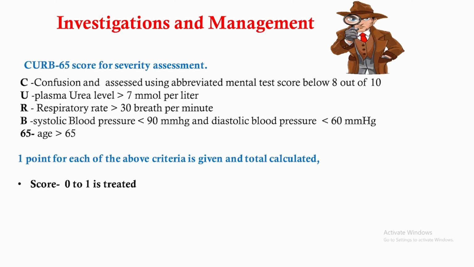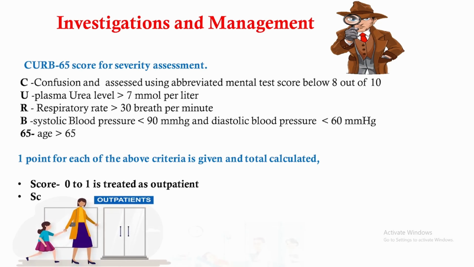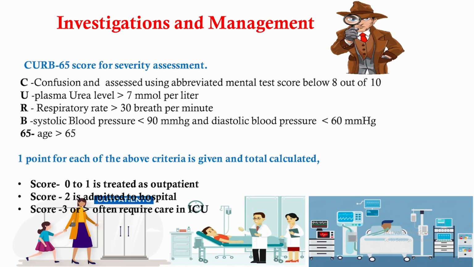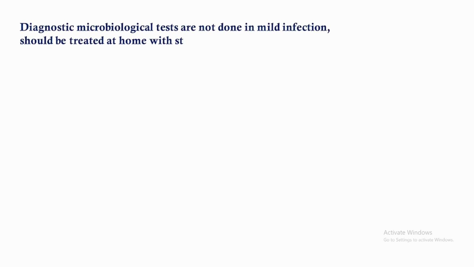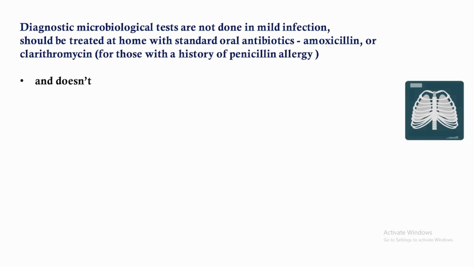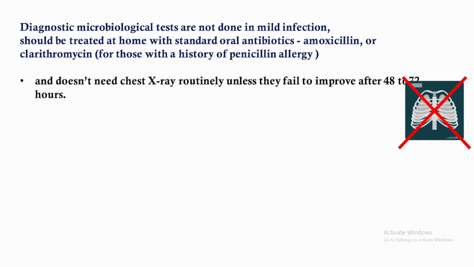A score of 0 to 1 is treated as an outpatient, a score of 2 is admitted to hospital, and a score of 3 or more often requires care in the intensive treatment unit. Diagnostic microbiological tests are not done in mild infection, which should be treated at home with standard oral antibiotics like amoxicillin, or clarithromycin for those with a history of penicillin allergy. These patients don't need a chest X-ray routinely, unless they fail to improve after 48 to 72 hours.